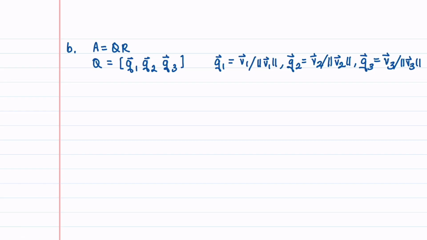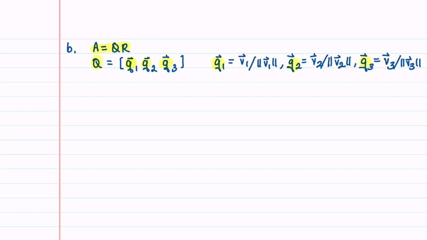Let's now find the QR factorization of our matrix A. We're going to write matrix A as Q times R, and our matrix Q is going to contain the vectors Q1, Q2, and Q3. And I've written the formula for these. Q1 is just V1 that we found in part A, divided by the magnitude of V1, and then a similar formula for Q2 and Q3.